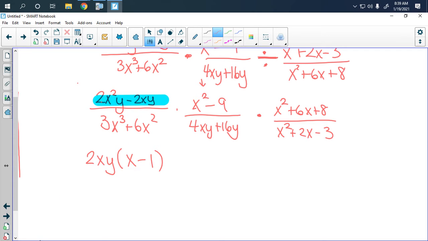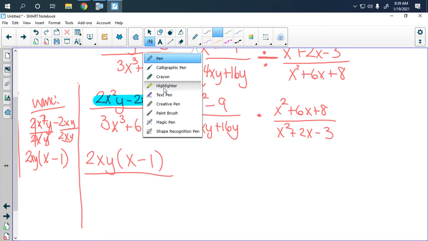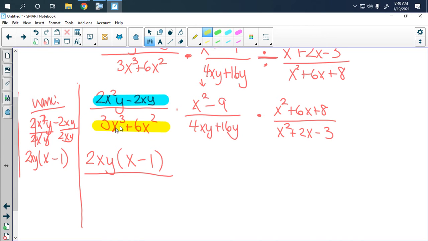If you need to do that off to the side and show your work, if you want to divide each of them by 2xy, and that helps you, go right ahead and then write it out, and then you can see that it cancels out to be just x minus 1. All right, now we'll go to the denominator, the first denominator. So now again, it's only two terms, so I'm going to look for my GCF.